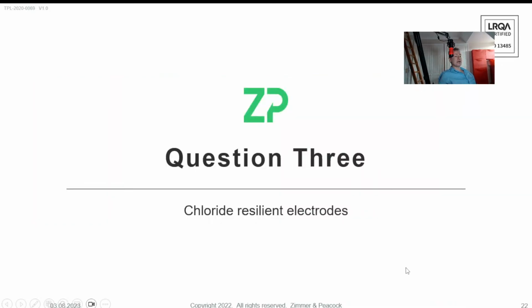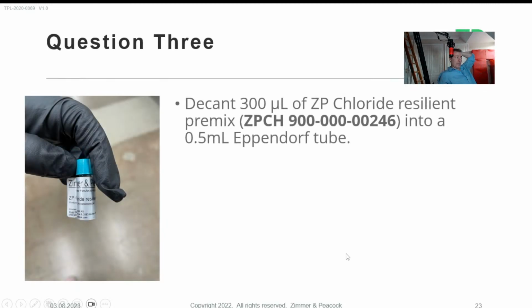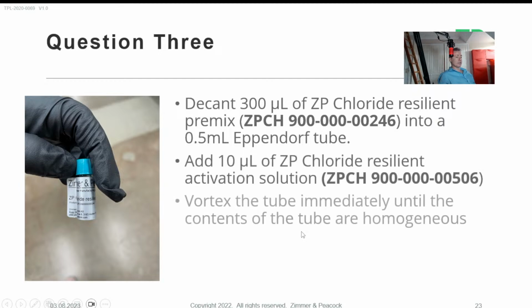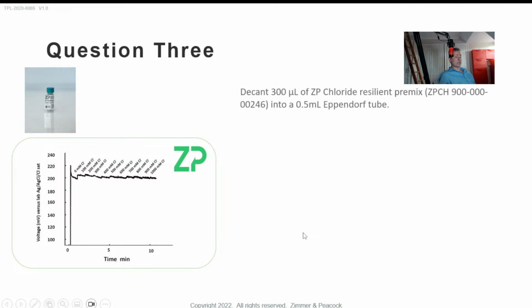Question number 3. I do tell people, don't go for a chloride resilient reference electrode when you first start. I say, look, go for it without this chloride resilient electrode, but later on we can add that kind of complexity. In this particular question, they were asking, how do I use the solution? They do actually have the solution, and we haven't optimized this, by the way. This is just the free advice that we give out.